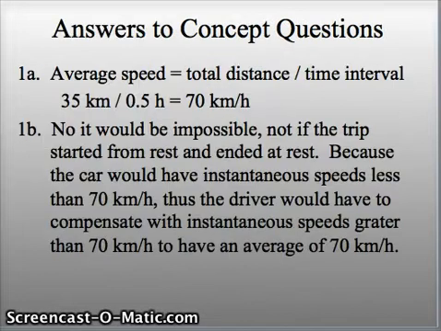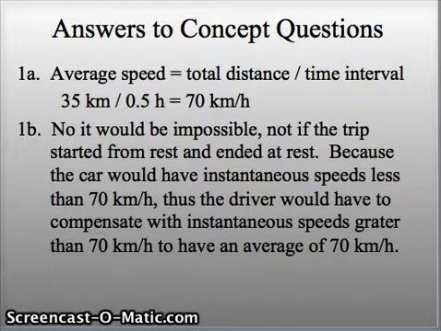So the answer for the conceptual questions 1A and 1B is that the average speed is equal to the total distance divided by the time interval. So if you have 35 kilometers and you want to divide it by half an hour, which is 0.5 hour, that gives us 70 kilometers per hour.